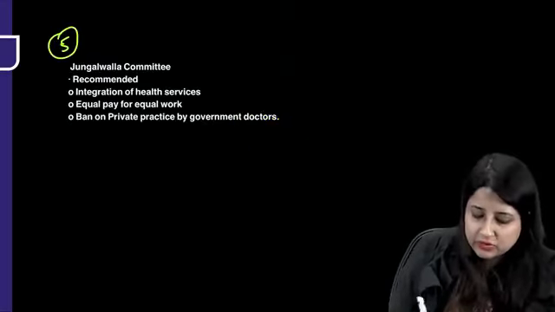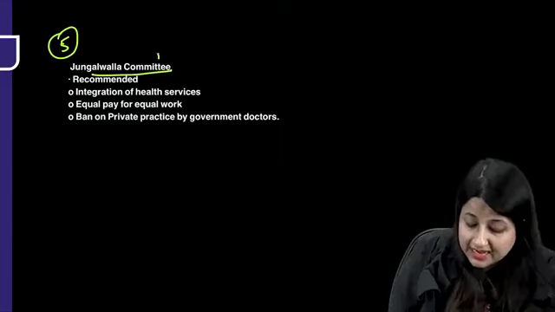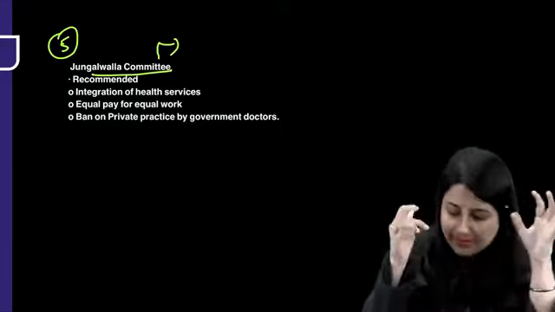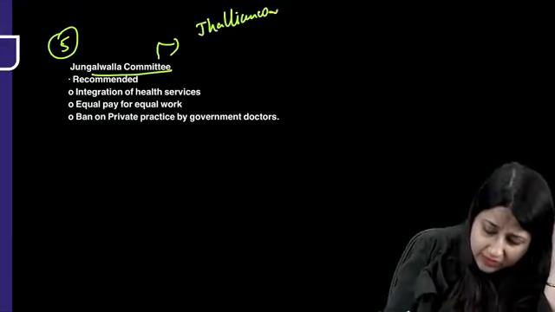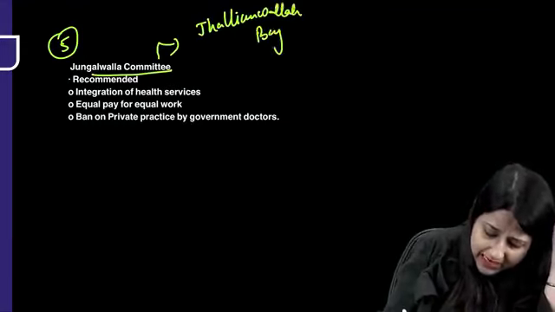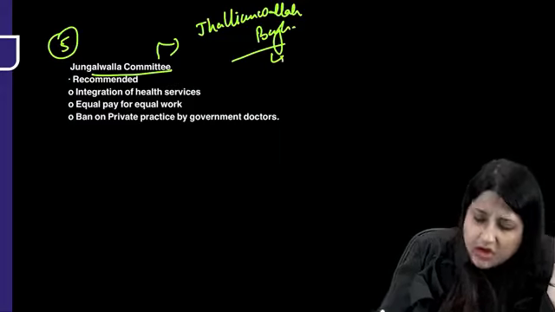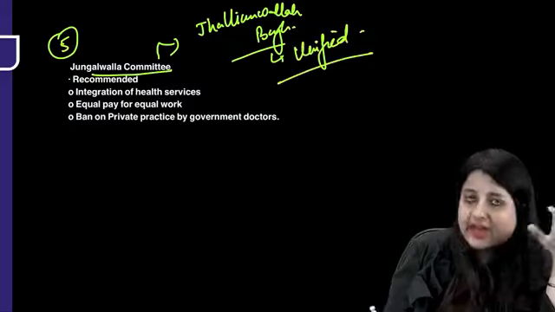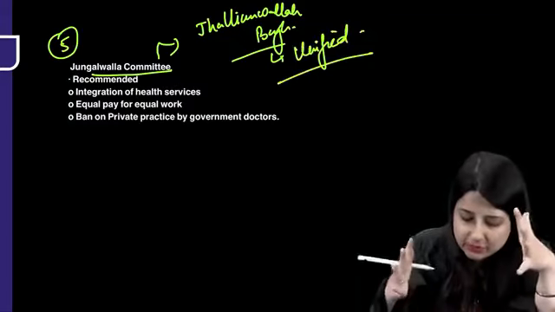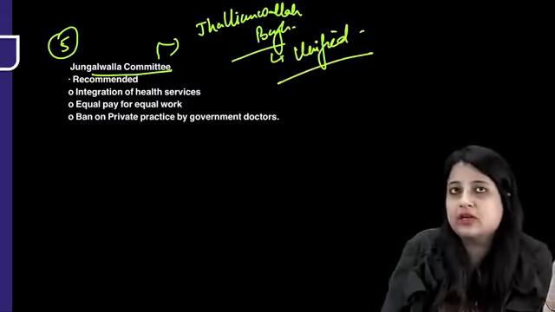Then of course there's a Jungalwala Committee. Now Jungalwala, I have taught you how to remember from the word Jallianwala Bagh. Okay, remember Jallianwala Bagh. What happened in Jallianwala Bagh? All Indians unified to fight against the Britishers. Okay, so that is what happened in Jungalwala.